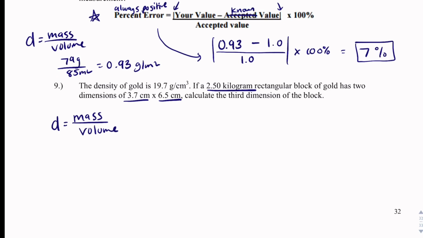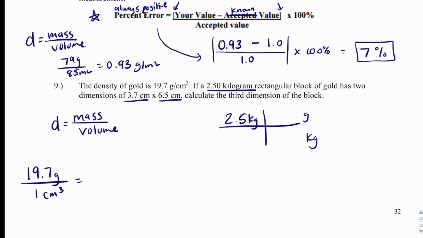So, I know density equals mass over volume. I'm going to plug in what I know. I know the density is 19.7 grams for every 1 cubic centimeter. The problem is we are given 2.5 kilograms. So that can't go here because the units need to be the same for my numerator and for my denominator. So because we've already learned this, I'm going to convert 2.5 kilograms to grams. Kilo is a prefix, so 10 to the third, and we get 2,500 grams. So now I'll plug that in.